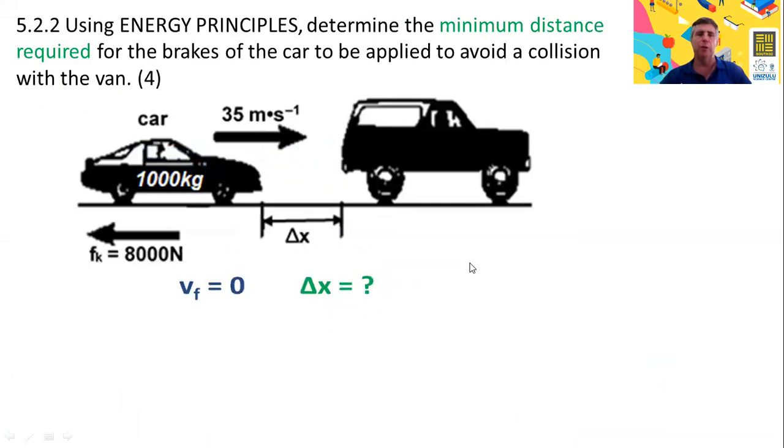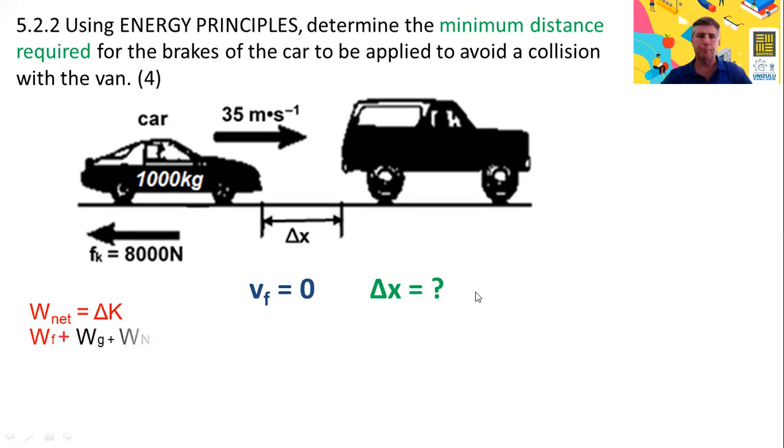Now, in both cases, we're going to use the work energy theorem. The net work done is equal to the change in kinetic energy. There's no potential energy involved because it's all on a flat road. So in the first part, the final velocity must be 0 because the car must come to rest. We don't know what the minimum distance required is. We want to calculate that. So please notice that's what is obvious and that's what is required.